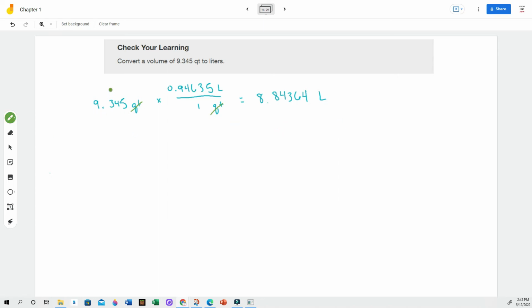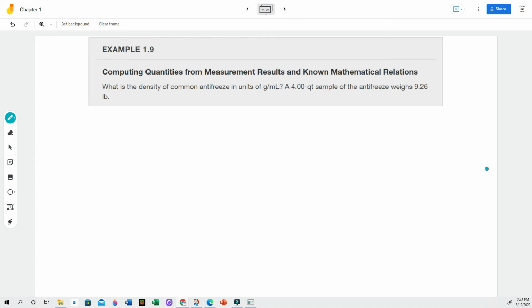So my first number here has 4 sig figs. Again, this one is exact. And I have 5 sig figs in my conversion factor. So my initial number is going to limit me. I should have 4 sig figs in my final answer. So 1, 2, 3, 4. I'm going to round to this 3. And there is a 6 immediately to the right, which means I'm going to round up. So my final answer is 8.844 liters.